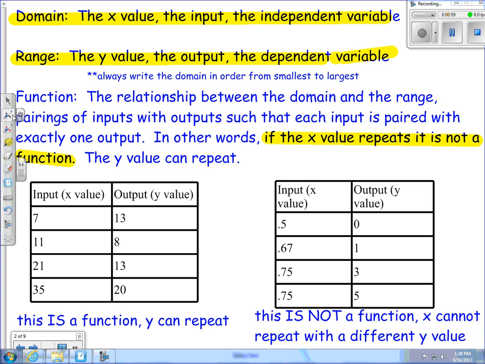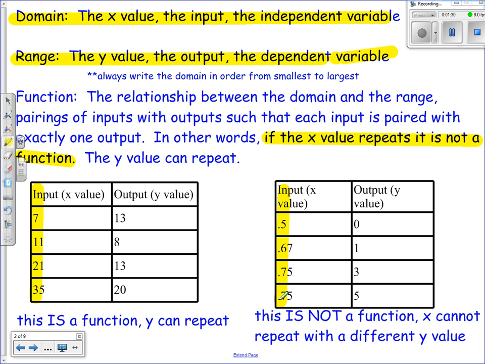So I have two tables here for us to look at and focus on. So if you take a look, we're looking at the inputs. Our inputs, our domain or our X value are 7, 11, 21, and 35. None of those repeat, so it is a function. If we move to this table and look at our X variable, our input, we have 0.7, 0.67, 0.75, and 0.75. The X value 0.75 repeats, so it is not a function.